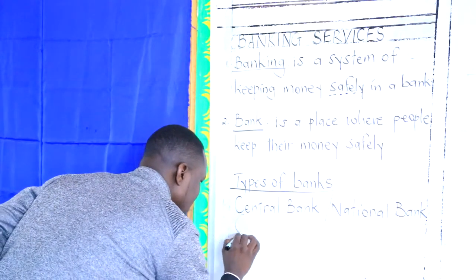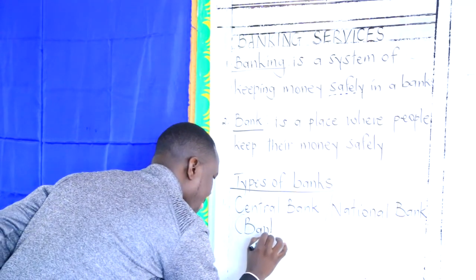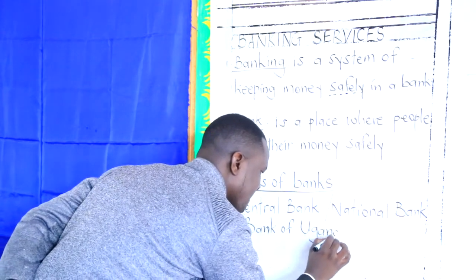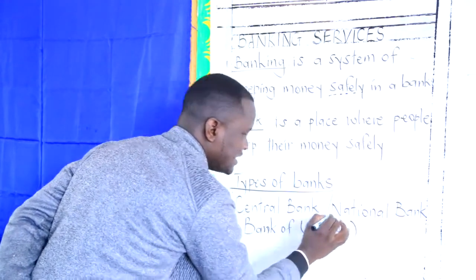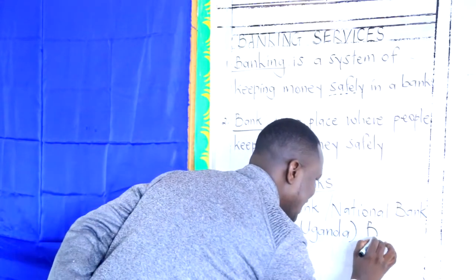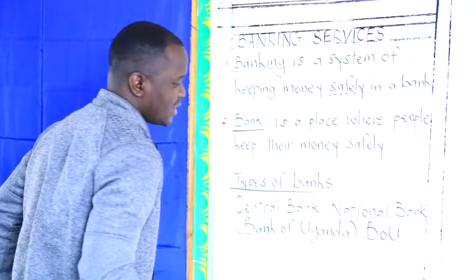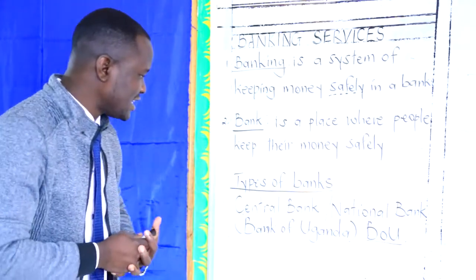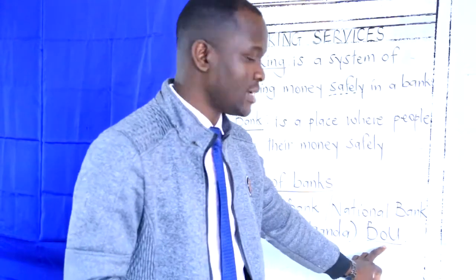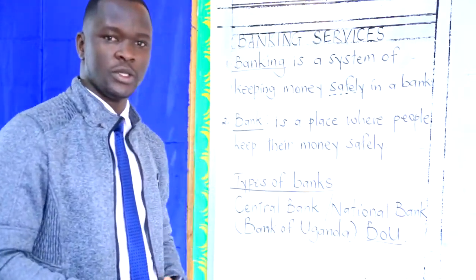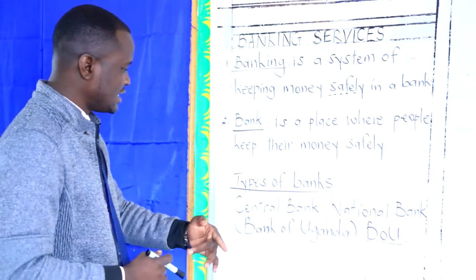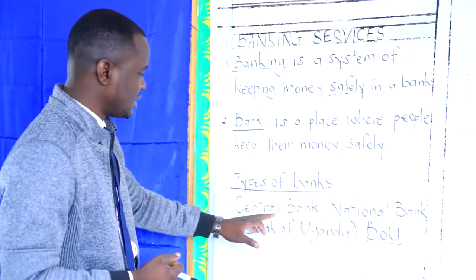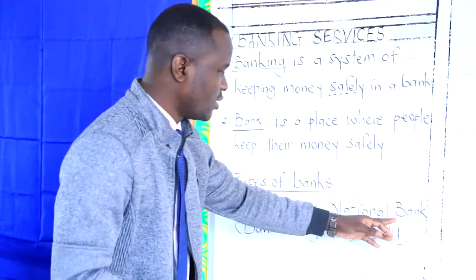So we are going to term this Bank of Uganda. This is abbreviated as BOU. That is Bank of Uganda. So when we are asked to write this abbreviation in full in our class, BOU, you need to note that that is Bank of Uganda. That is the very bank that you have called the central bank or the national bank.